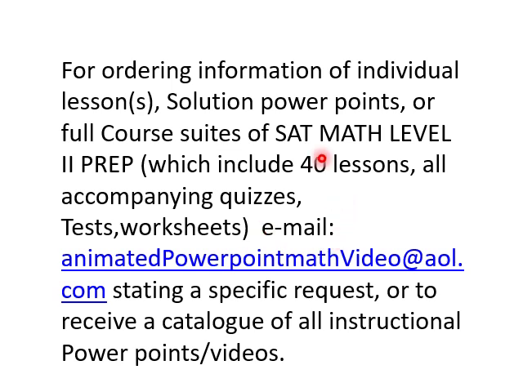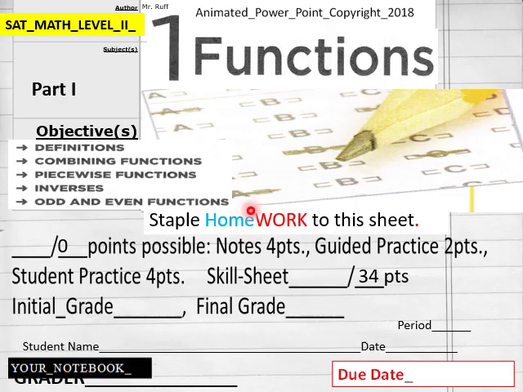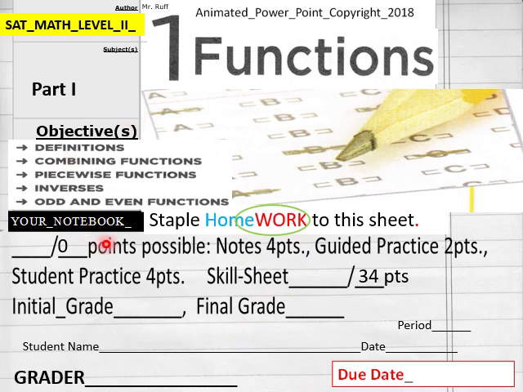Hello everybody, we're getting ready to do the SAT Math Level 2 Prep homework lesson for Section 1, Part 1. And for our homework for Part 1 of Section 1, which is about functions, you have 34 points on your homework sheet, which you should have out in front of you.